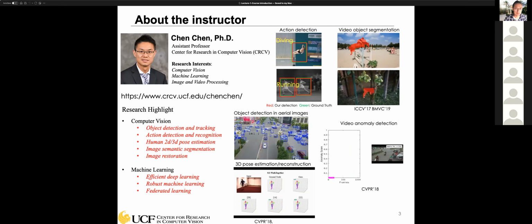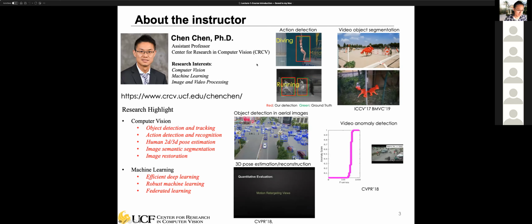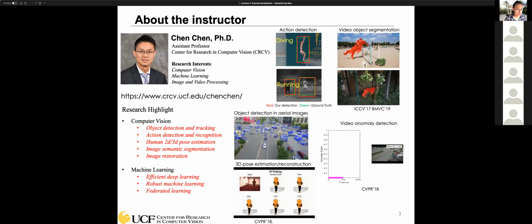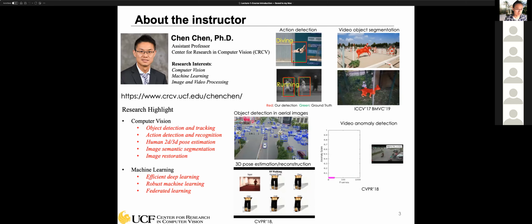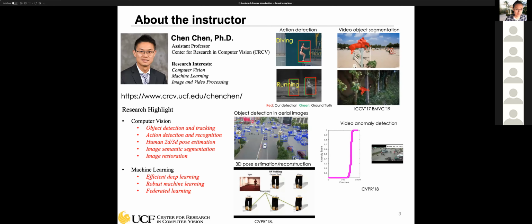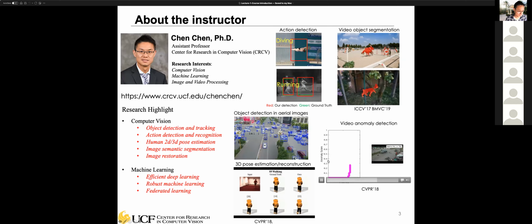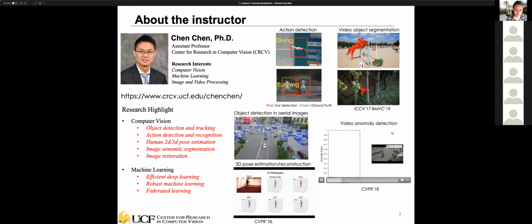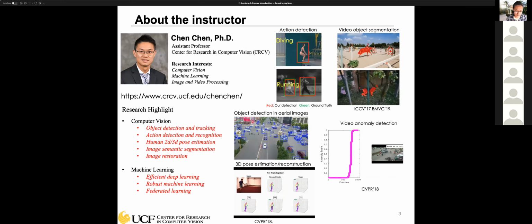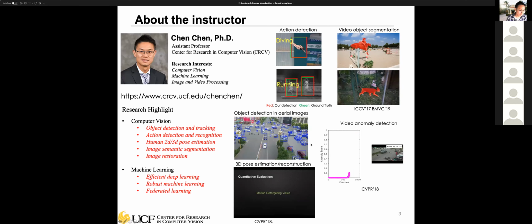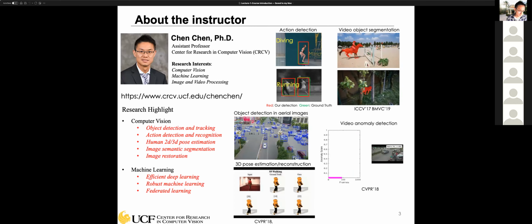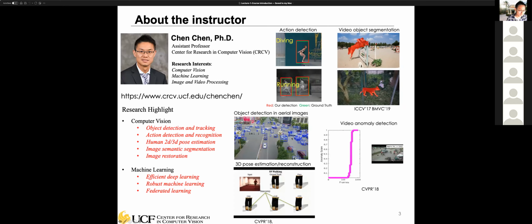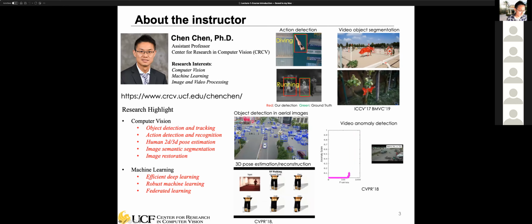My research is focused on computer vision, machine learning, and image and video processing. On this slide, I highlight a couple of representative works from my research group. We do a lot of video analysis focused on action detection, action recognition, and video object segmentation. We also have video anomaly detection, where you want to detect anomalous events in the video. We also do object detection in images, specifically aerial images, which have challenges because of the small scale of the objects.